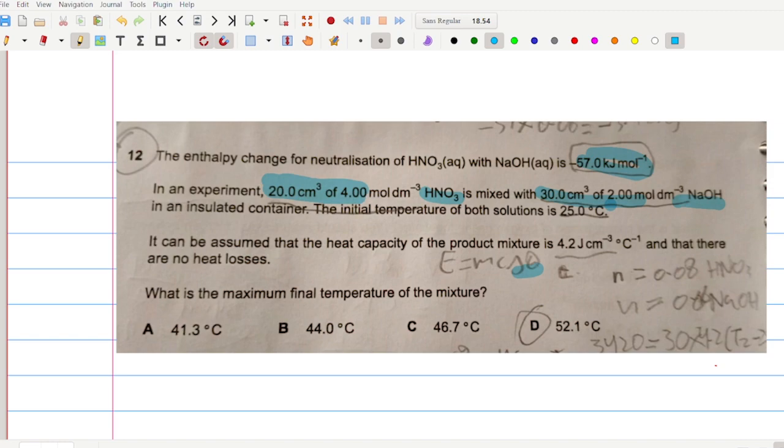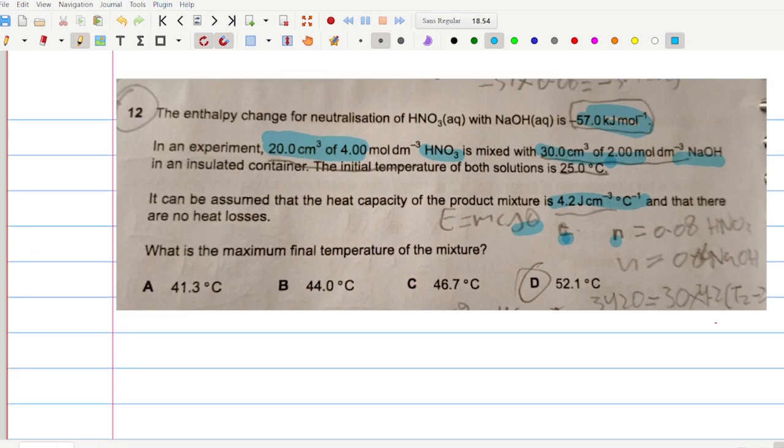It can be assumed that the heat capacity of the product mixture is 4.2 joule per centimeter cube per degree centigrade, and that there are no heat losses. What is the maximum final temperature of the mixture? So how to solve this question? First of all, we have to look at the information which is given to us. First, we will calculate Q, that is mc delta T.